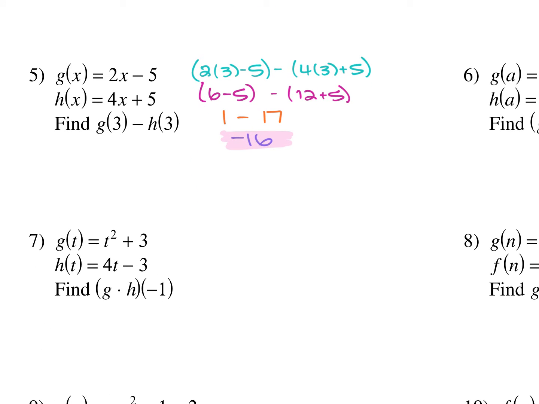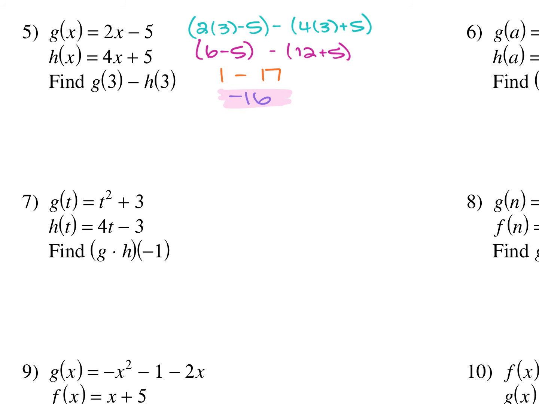For number 7, we have g of t is equal to t squared plus 3, and h of t is equal to 4t minus 3. We're finding g times h of negative 1. So we're going to do g of negative 1 times h of negative 1. So this is going to give us negative 1 squared plus 3 times 4 times negative 1 minus 3.